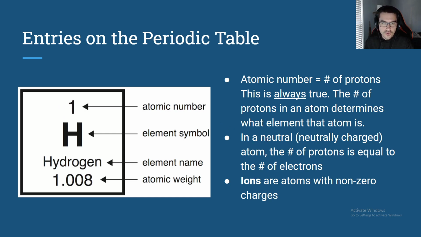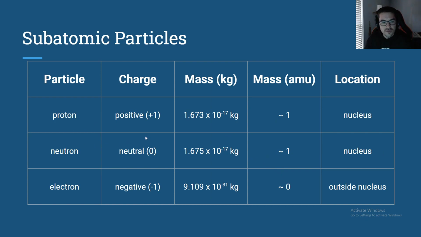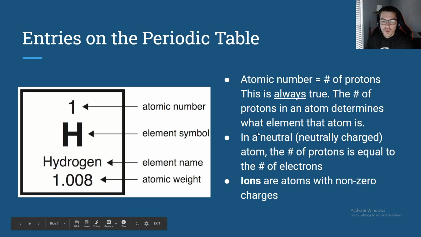In a neutral atom, neutrally charged, the number of protons is equal to the number of electrons as well. You'll recall that on the previous slide I said that the amount of positive charge in 1 proton is equal but opposite to the amount of negative charge in an electron. So if you are working with a neutral atom, and lots of atoms are neutrally charged, then the number of protons is equal to the number of electrons.